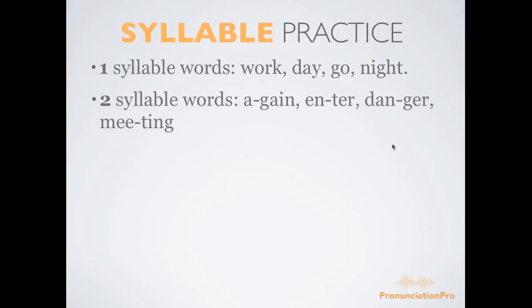Now let's get into two syllable words. Again, one vowel sound per syllable. Again. Enter. So that's how we break it apart. Enter, danger, meeting. Okay, one vowel sound per syllable.